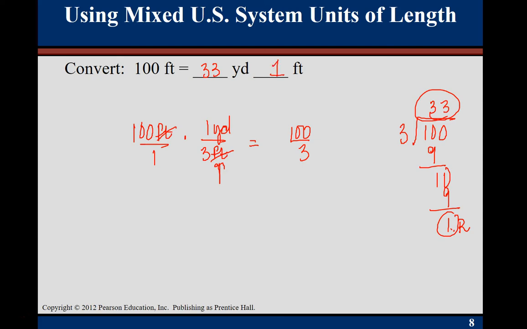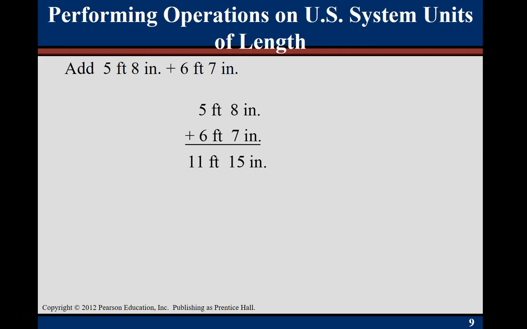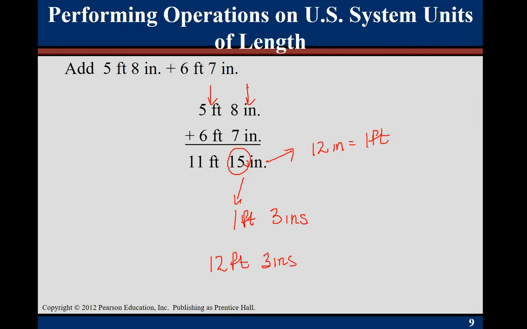Just like sometimes when you convert, you have leftover. When you're combining like terms, you may have some extra leftover. If I wanted to say 5 feet and 8 inches plus 6 feet and 7 inches, when I add the feet, I get 11 feet, and when I add the inches, I get 15 inches. But 15 inches is more than a foot, since there's 12 inches in 1 foot. So really what I have is 1 foot here and 3 more inches. And so I would need to change this to really be 12 feet and 3 inches.